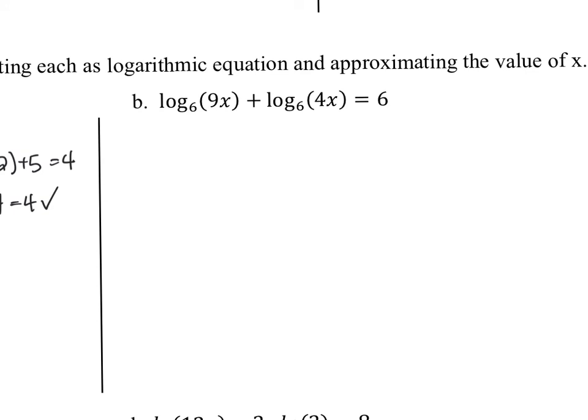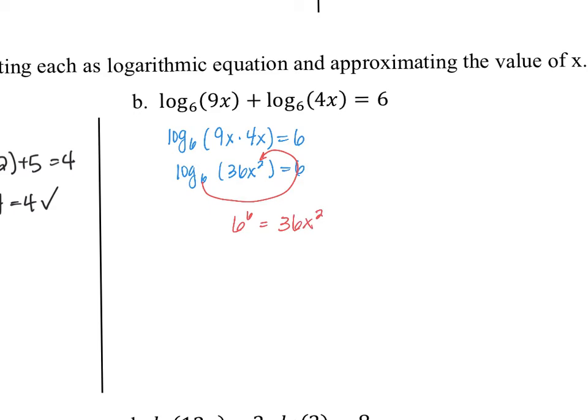Okay, let's do the next one. Now we have plus, so we need to recall our properties of logs. Remember, when you have a plus, you're actually multiplying. So this becomes log base 6 of 9x times 4x equals 6. So log base 6 of 36x squared equals 6. And now we need to do our loop-de-loop trick. So 6 to the 6th power equals 36x squared. Now 6 to the 6th power is 46,656 equals 36x squared. We need to solve for x, so we're going to divide by 36 on both sides.